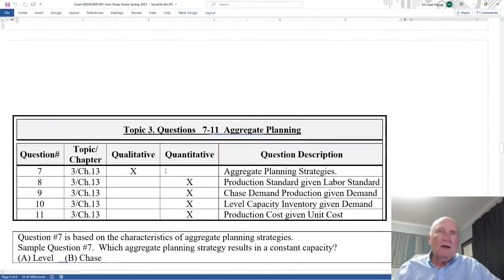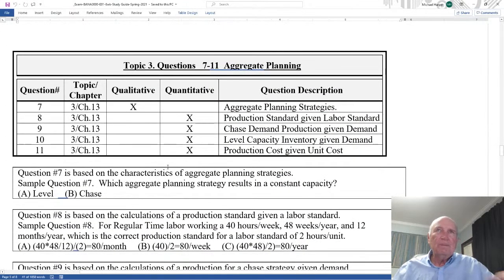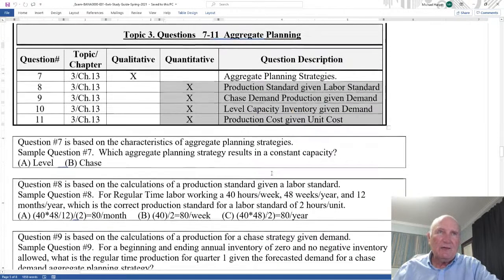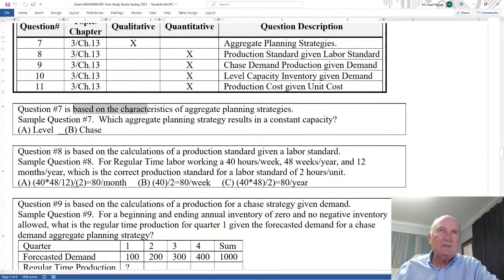Okay. Topic number 3, aggregate planning. And there are 5 questions here. The first one's qualitative, and the remaining 4 are going to be quantitative. Okay, question 7. Question 7 is based on the characteristics of aggregate planning strategies.